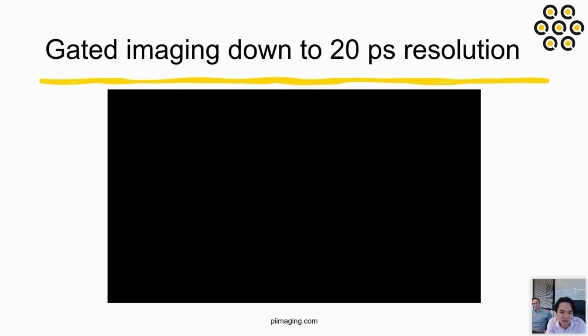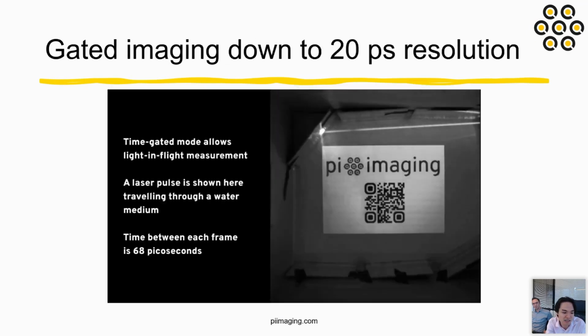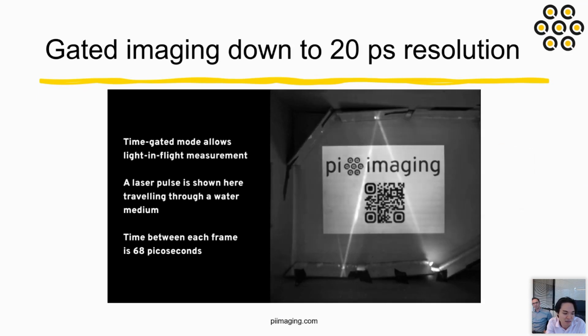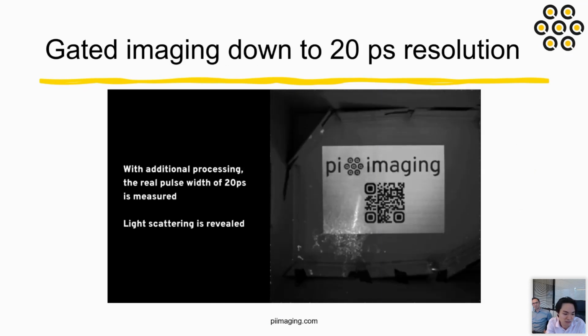So in this example, we're using the gating capability to observe light in flight. So with the resolution down to 20 picoseconds, we can observe the laser front traveling in this media. And with further processing, we can even see how the laser light scatters within this box filled with this medium.